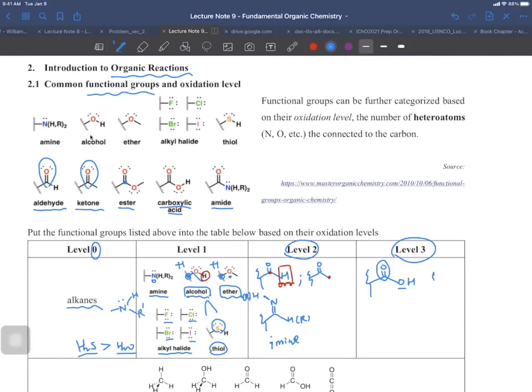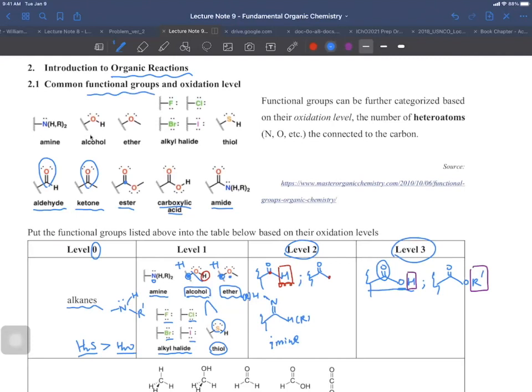And another one is the ester. Ester is quite similar to the carboxylic acid in terms of structure, right? Because we only need to change the H into an alkyl group. And actually, ester can be produced by an acid reacting with alcohol, which will be introduced later as well.